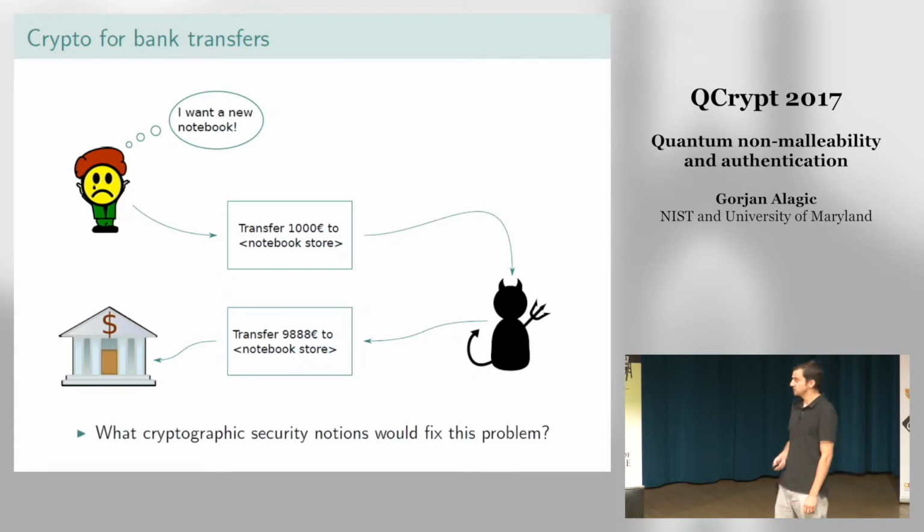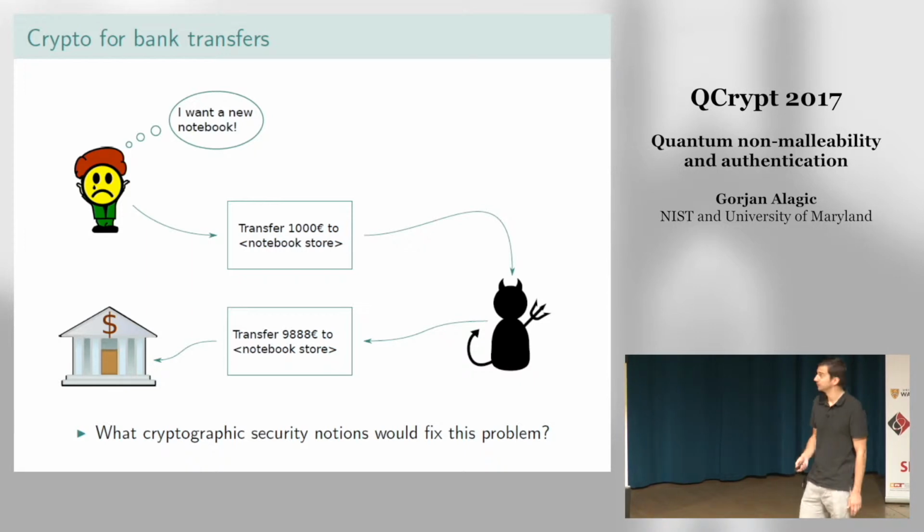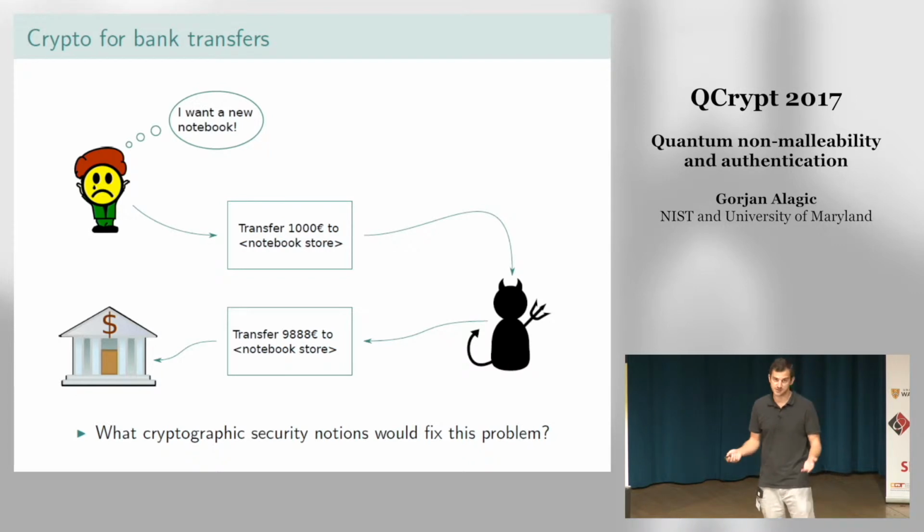So the question is, what sort of cryptographic security notion do we need in order to solve this problem? Naively, you might think that encryption should do the job, that I should just make the message secret. But as I think we saw earlier in Chris Portman's talk, there are clear examples where this does not do the job, and you need some other primitive. So for example, if you encrypt with the one-time pad, it's very easy for the adversary to flip the bits of the message and change it.